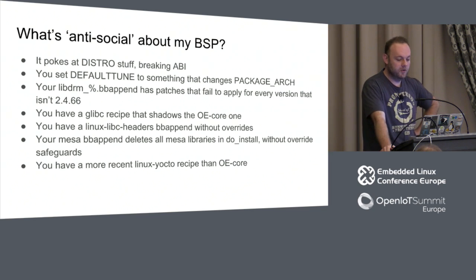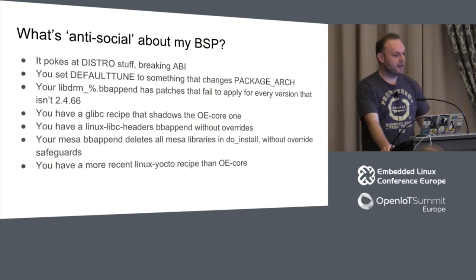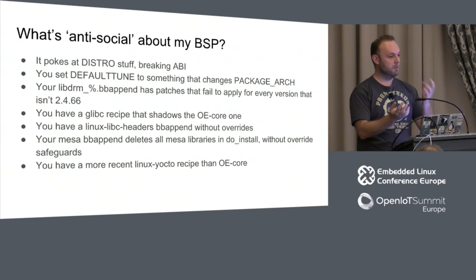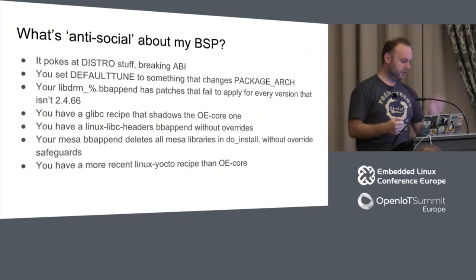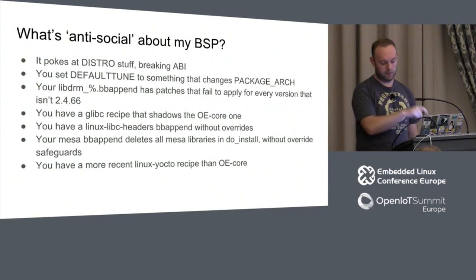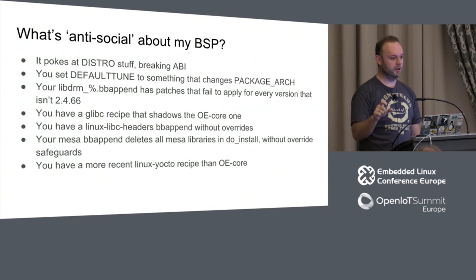So most of the ARM BSPs poke at the floating point ABI, which is a distro setting. And the net result is I have two devices on my desk, both using a Cortex-A8 CPU in their SoC. One is by Freescale, one is by TI. You think, same CPU. I build an application for one machine, move the application to the other machine, and the landscape is gone.